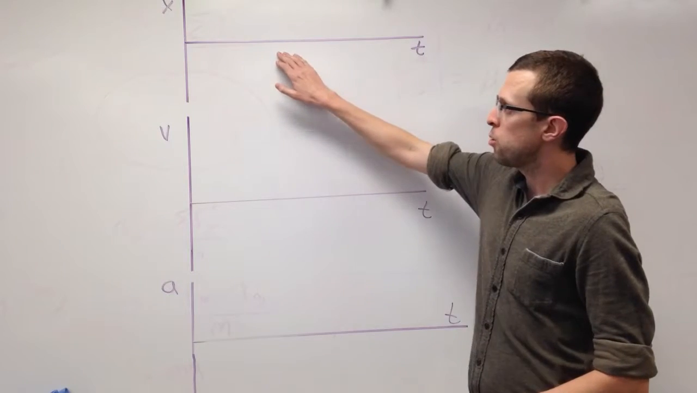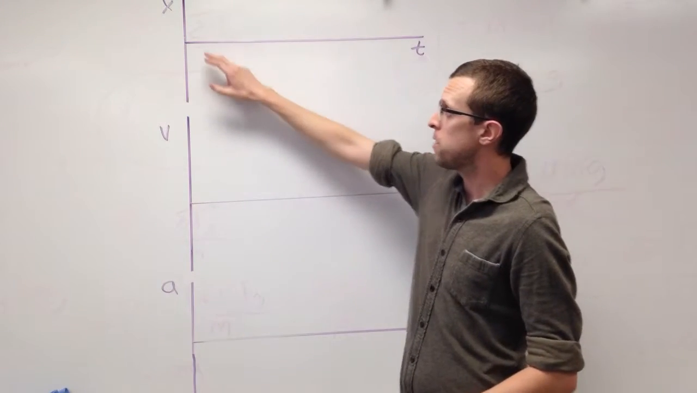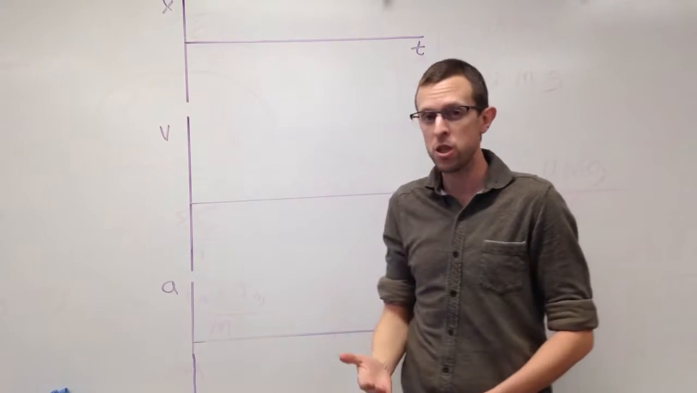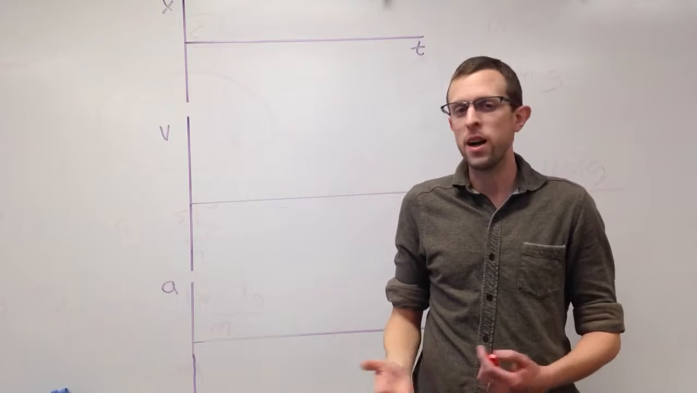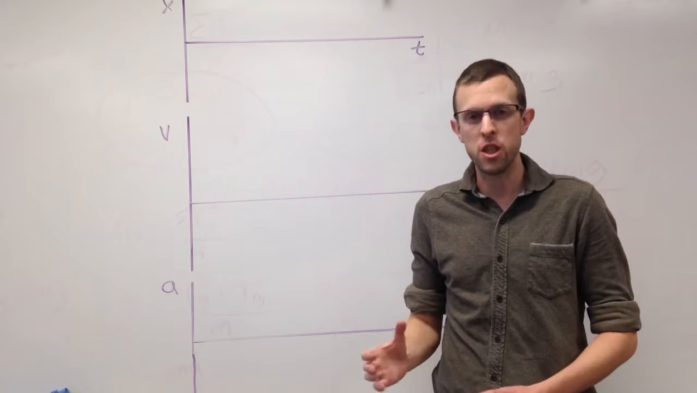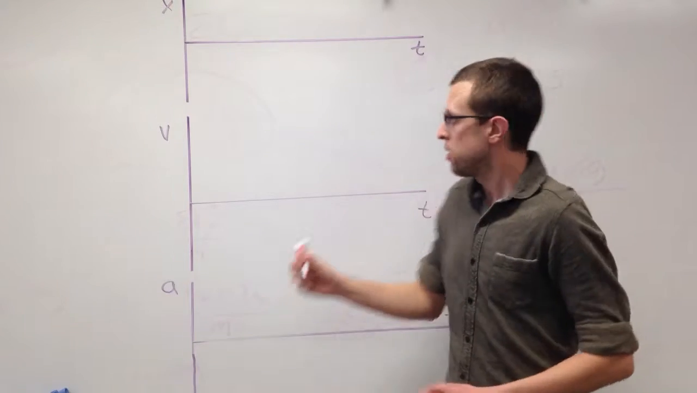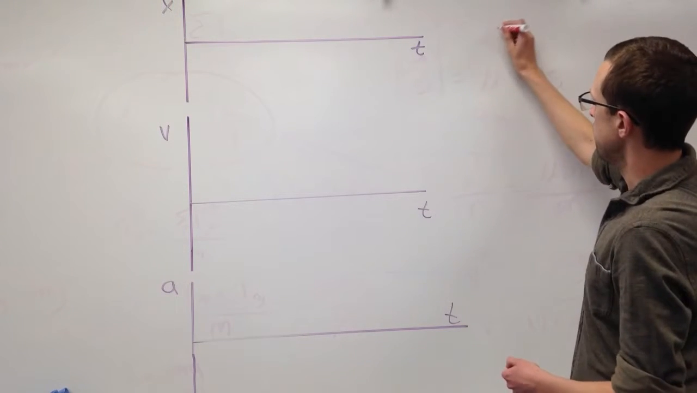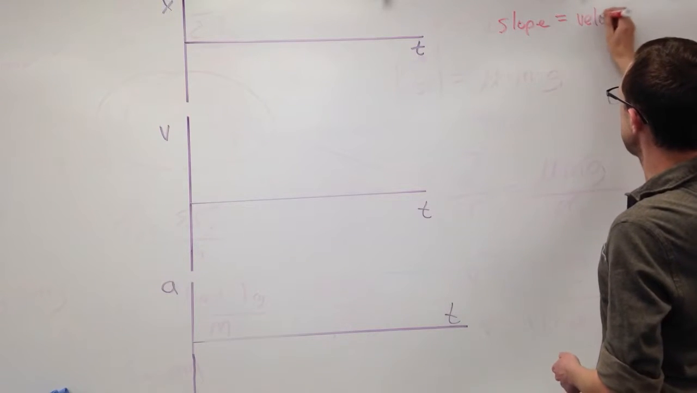Here, if I did the slope, it'd be the rise over the run of some graph up here. The rise being a measure of how the position changes, divided by the run, which is how the time changes. Rise over run, or position change over time change, on this graph is going to give us velocity. So if I wanted to look at the slope here, that would mean velocity.